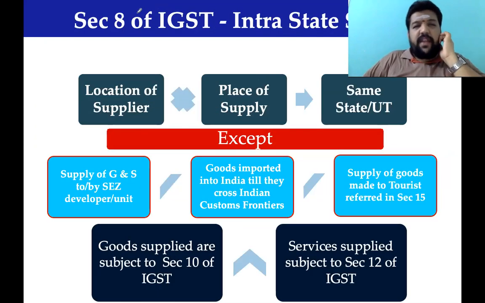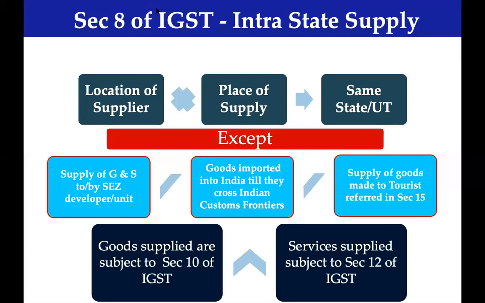Coming back. Getting into the last part of our discussion on place of supply, nature of supply. Section 8 comes out and highlights to us very meticulously: if the location of supplier of goods or services and place of supply are going to be in the same state or in the same union territory. Location of supplier is also state A. Place of supply is also state A.